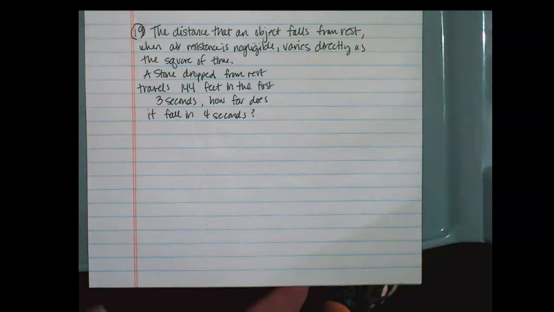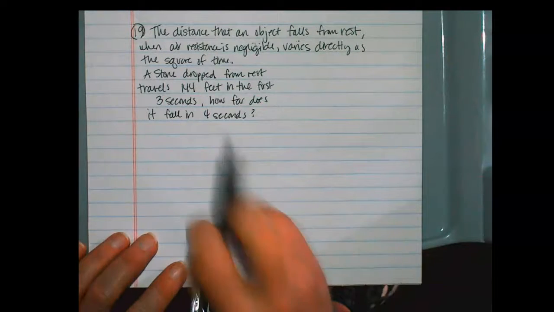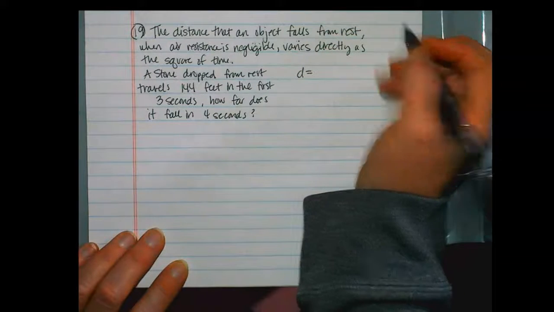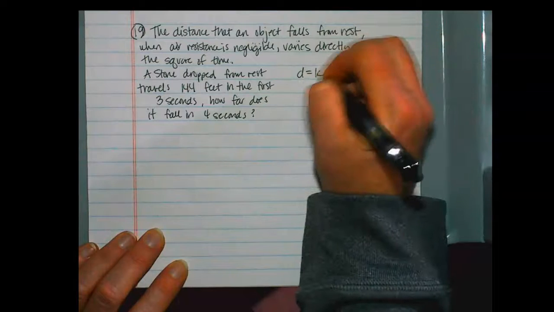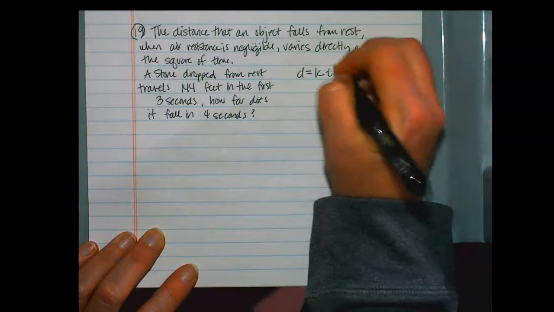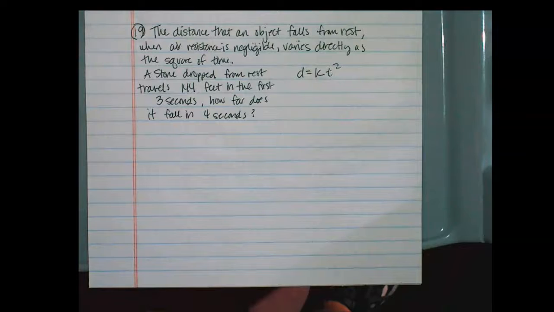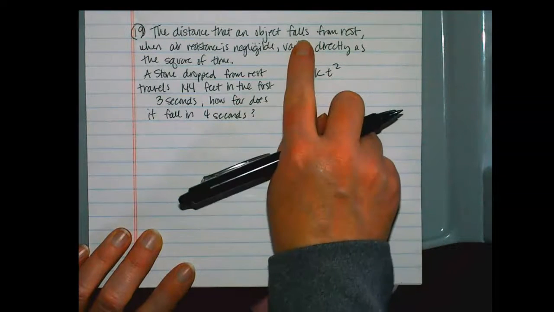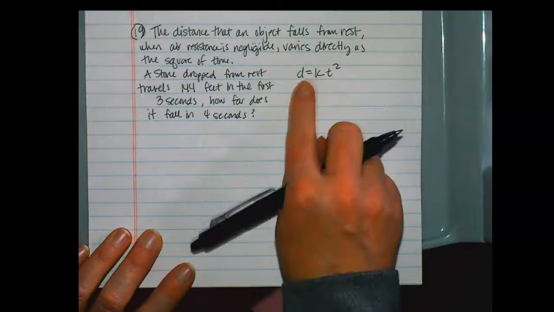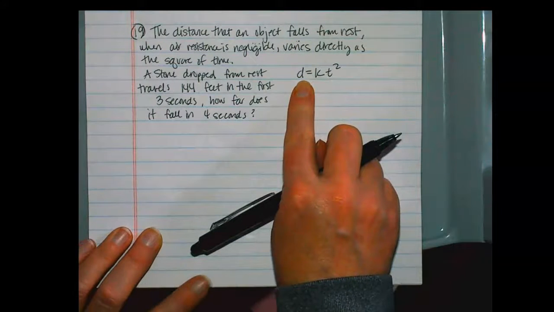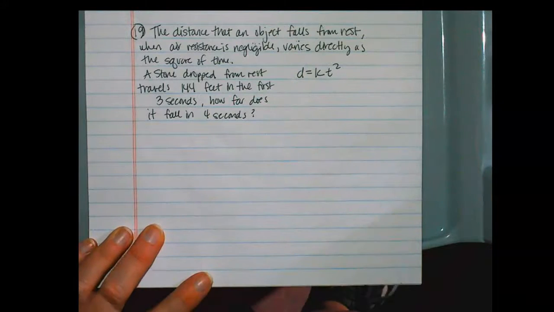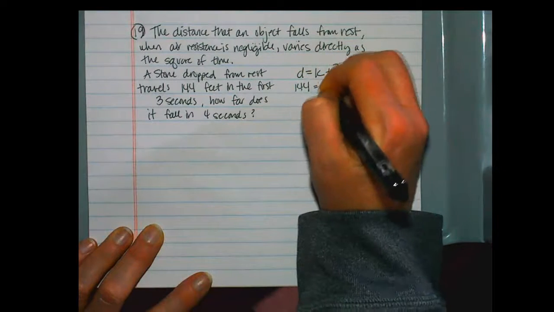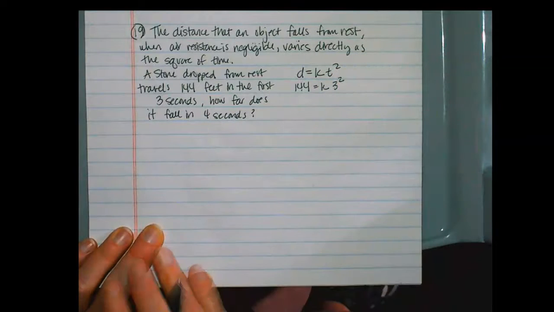So here we go. We're going to write this out. Distance equals, varies directly, so it equals some constant as the square of time. So it falls, meaning nobody threw it. There's nothing after that. And we're just calling it the distance that it fell. So we're going to talk about distance over here. A stone dropped from rest travels 144 feet in the first 3 seconds, 3 squared.